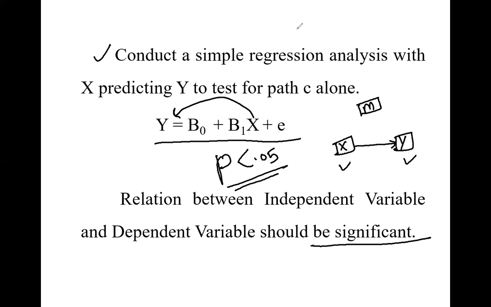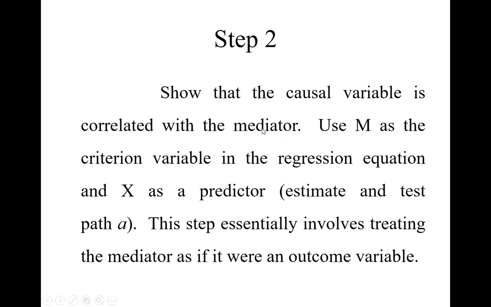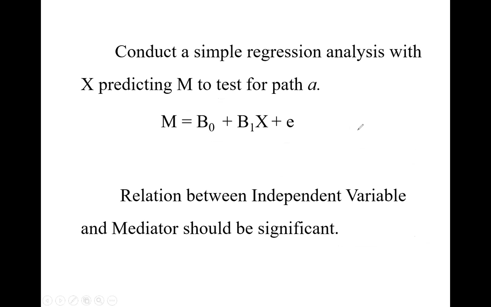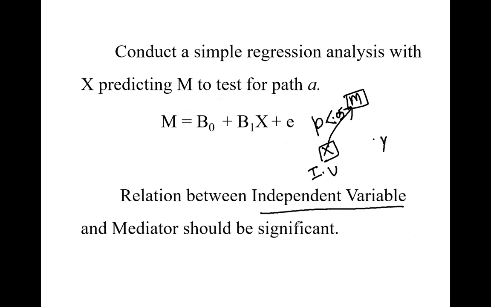The second case is the relationship between X and the mediator variable. In step 2, what should we do? Y is the outcome variable, X the independent variable, and M the mediator variable. Now the relationship between the mediator variable and the independent variable should be significant. It means its p value should be less than 0.05. So the relationship between the independent variable and the mediator should be significant.